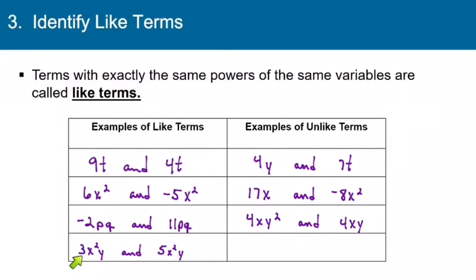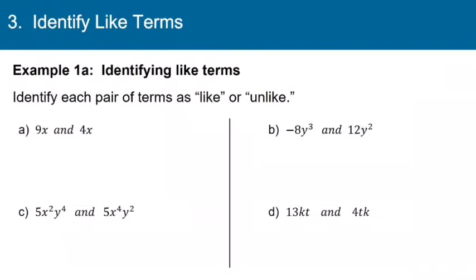And then finally, 3x squared y and 5x squared y are considered like terms. Notice they both have the same powers of the same variables. But negative 7wz to the third and 2xz to the third are not considered like terms because this one has a w and this one has an x. So they're not alike. Now, in this example, let's just identify pairs of terms as either like or unlike.